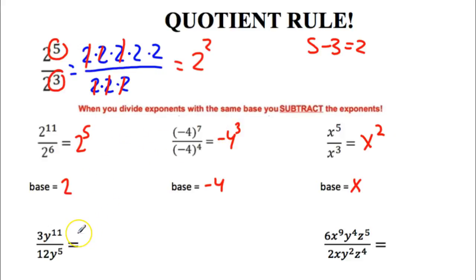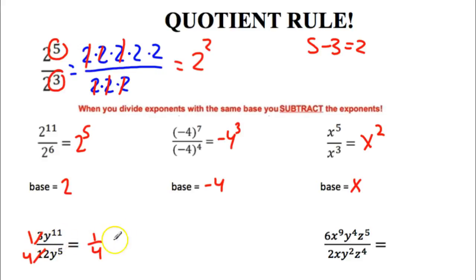All right, let's do some more complicated ones. We got some numbers and letters. So 3 and 12, are those the same base? No, but I can simplify this fraction. I can divide them both by 3. So 3 divided by 3 is 1. 12 divided by 3 is 4. So I can really say 1/4.